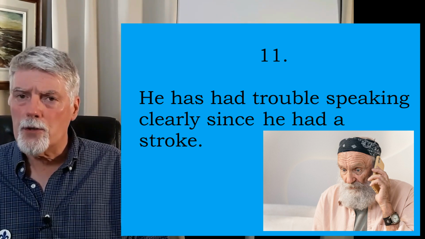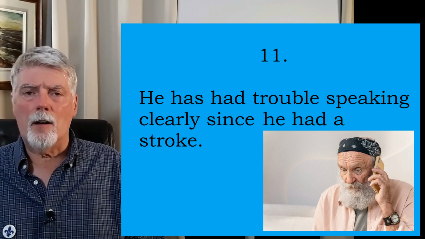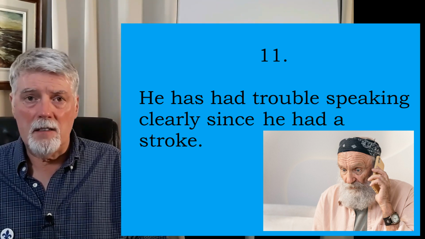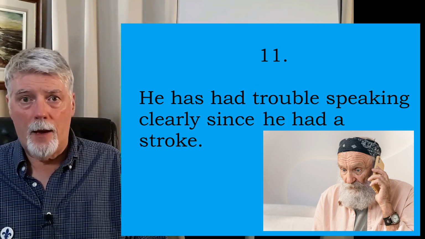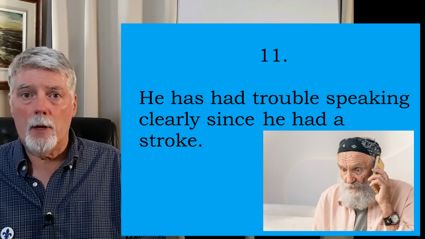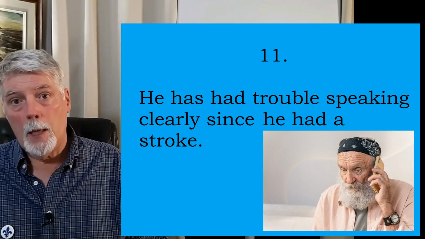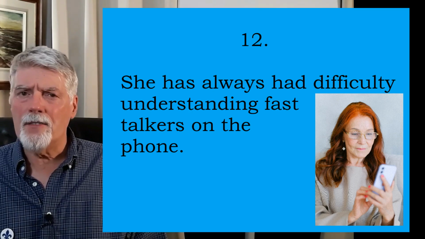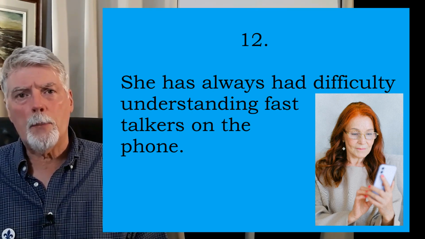Now, do you know the word stroke? A stroke is something that happens when there's a loss of blood flow in the brain, and this can cause a disability, maybe a speaking problem or a mental problem after. Now, sometimes people get over a stroke and they're back to normal. Other people are left with a disability of some type. Number 12, she has always had difficulty understanding fast talkers on the phone. Repeat.